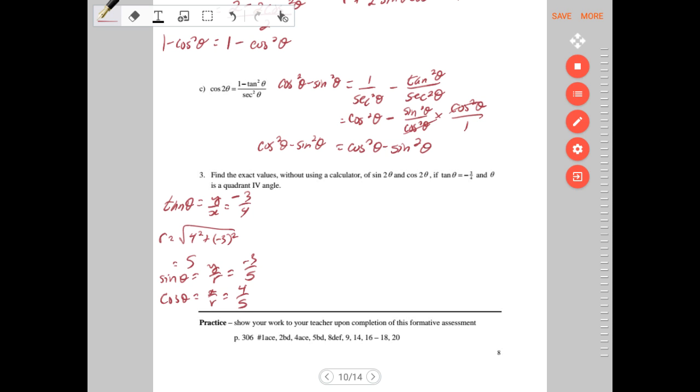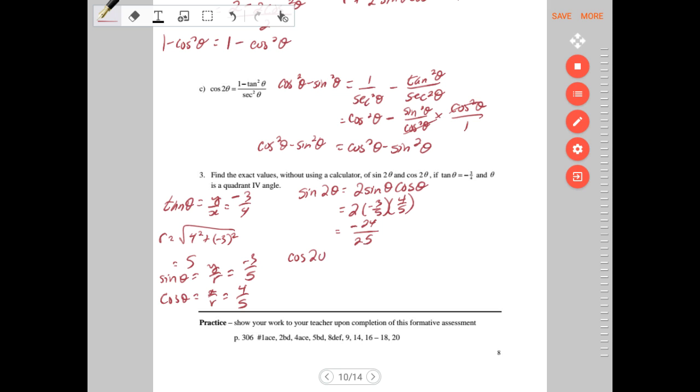Okay, so sine of 2 theta is equal to 2 sine theta cos theta, so it's equal to 2 times sine of theta, which is negative 3/5, and cos of theta, which is 4/5. So 2 times 3 is 6, times 4 is 24, and that's a negative. And 5 times 5 is 25. So sine of 2 theta is equal to negative 24/25.